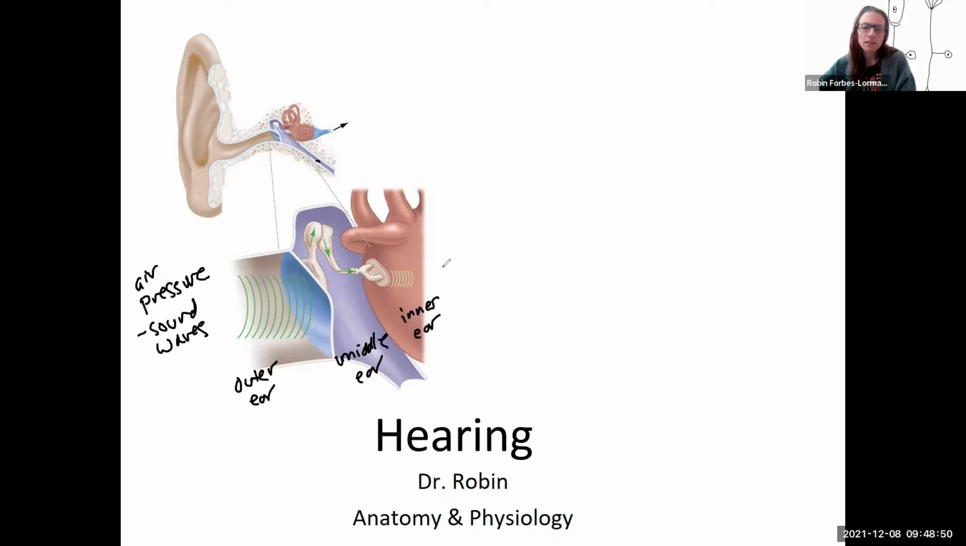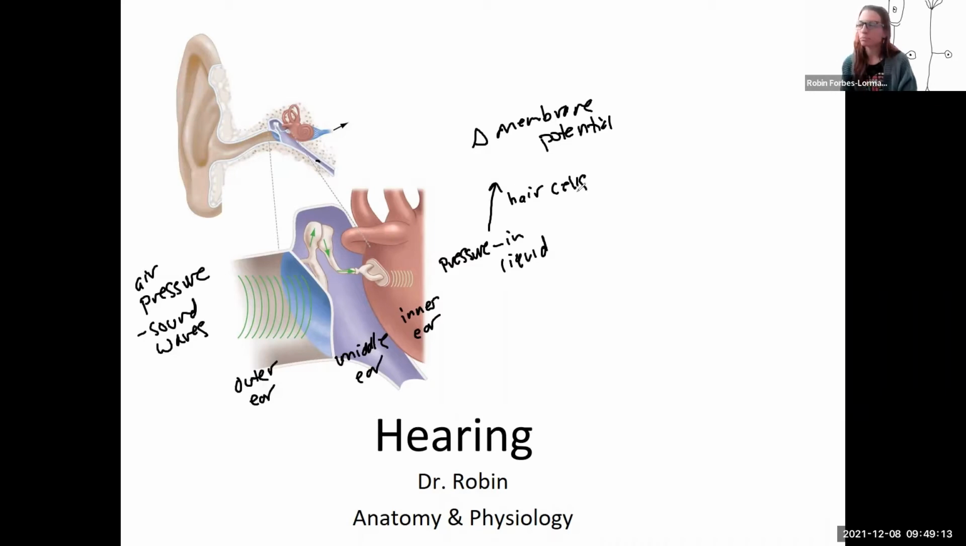So now that it is pressure, but in liquid, this in the inner ear is where this pressure is converted to a change in membrane potential. What is this called? Sensory transduction. In the ear, this occurs in special sensory cells called hair cells. All right, so that's what hearing is.